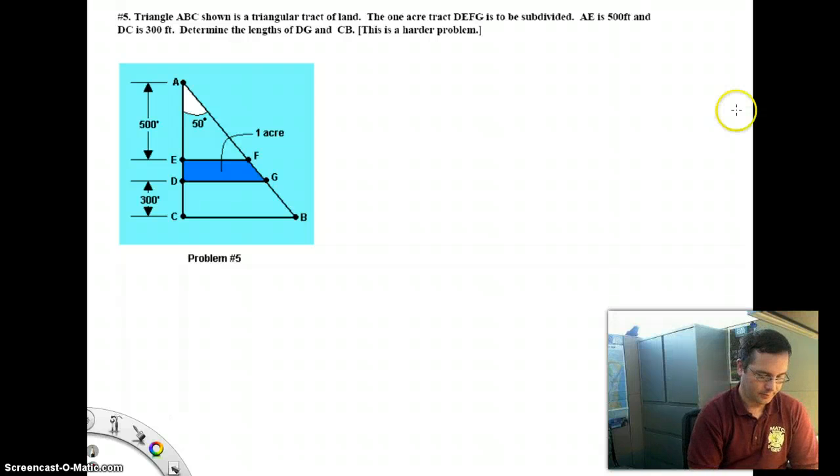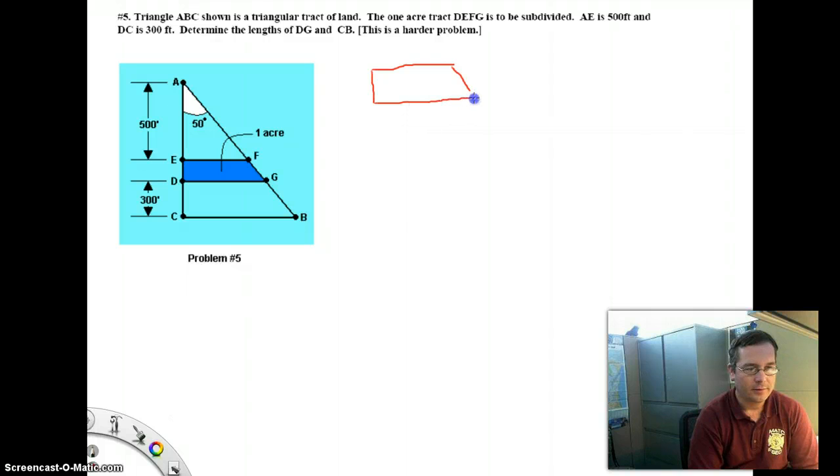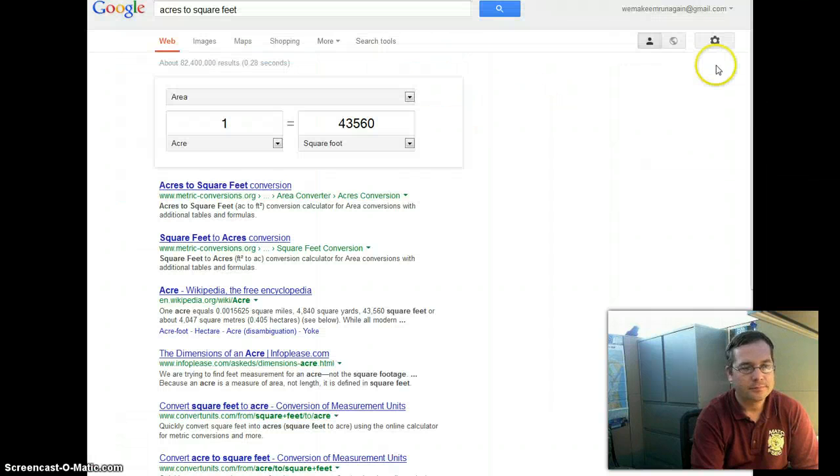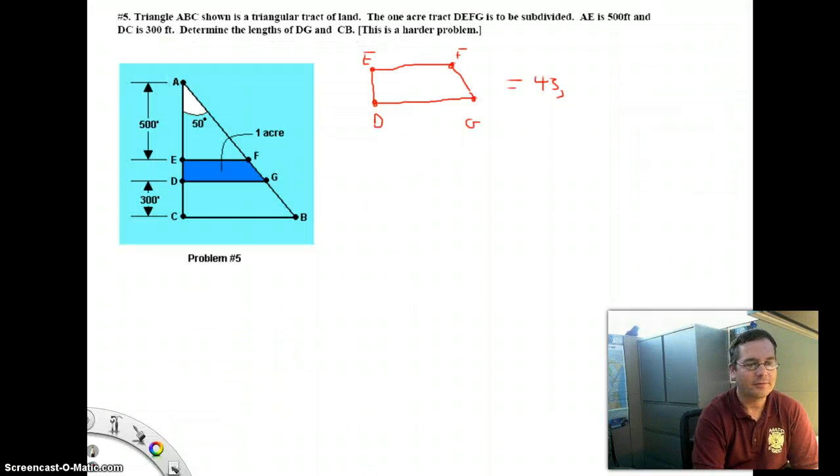So if we start thinking about our constraints, what we're interested in, we'll redraw this. We're interested in area EFDG. And what do we know? Well, we know that its area is 43,560 square feet. What else do we know?